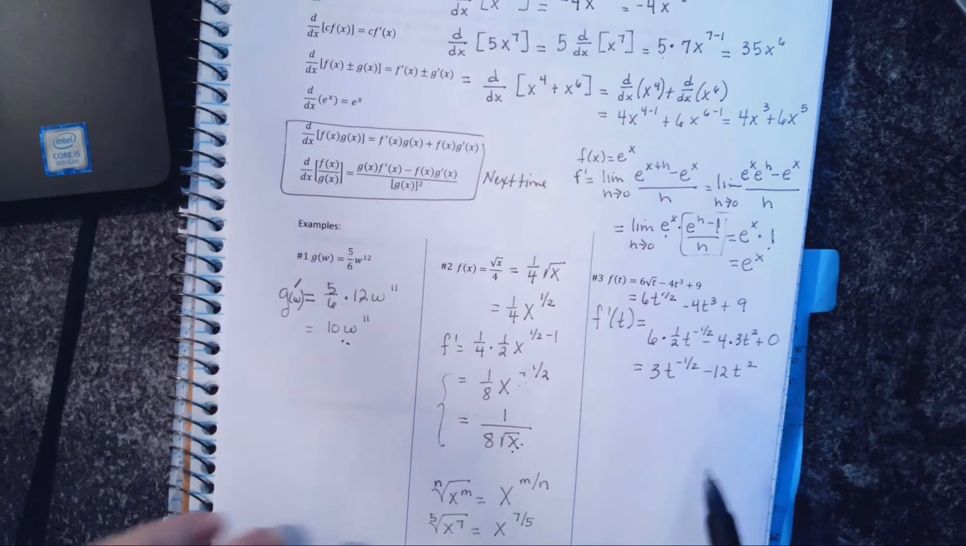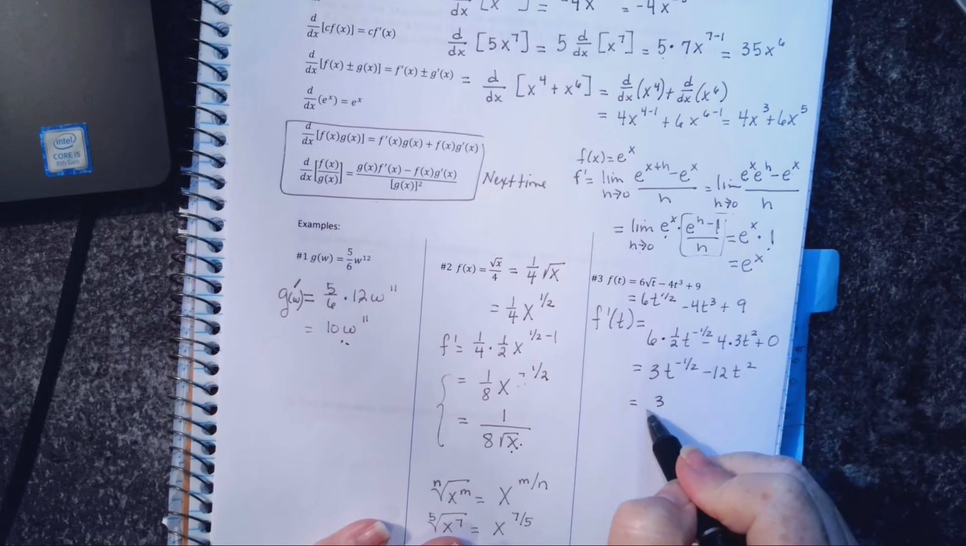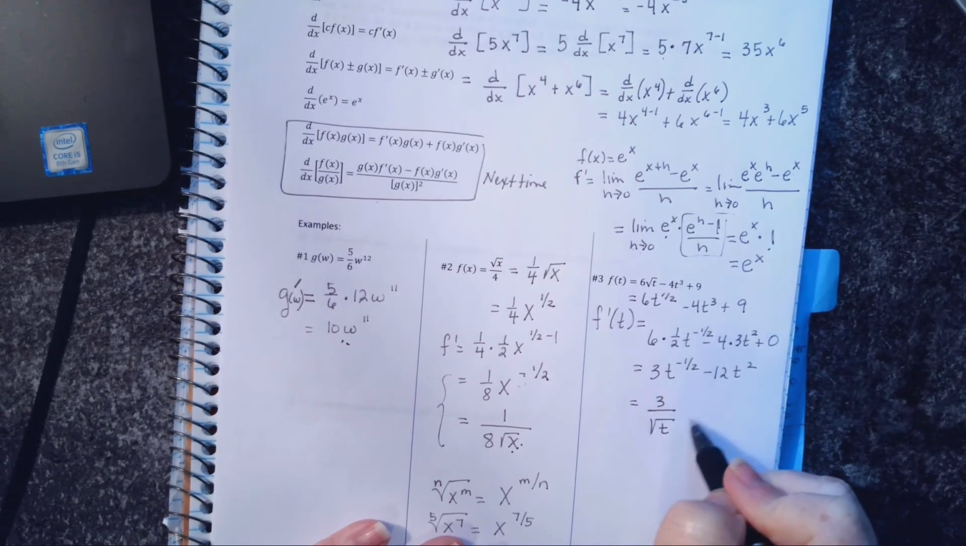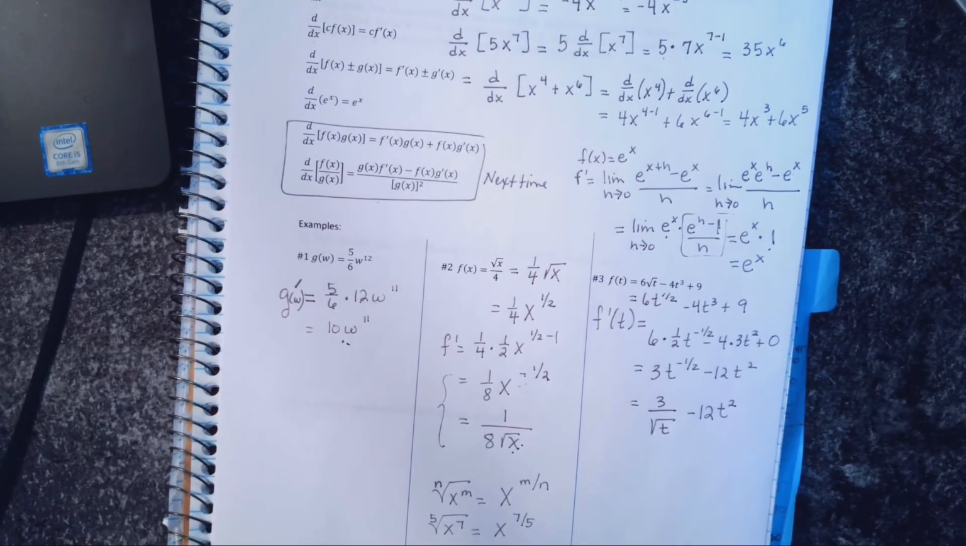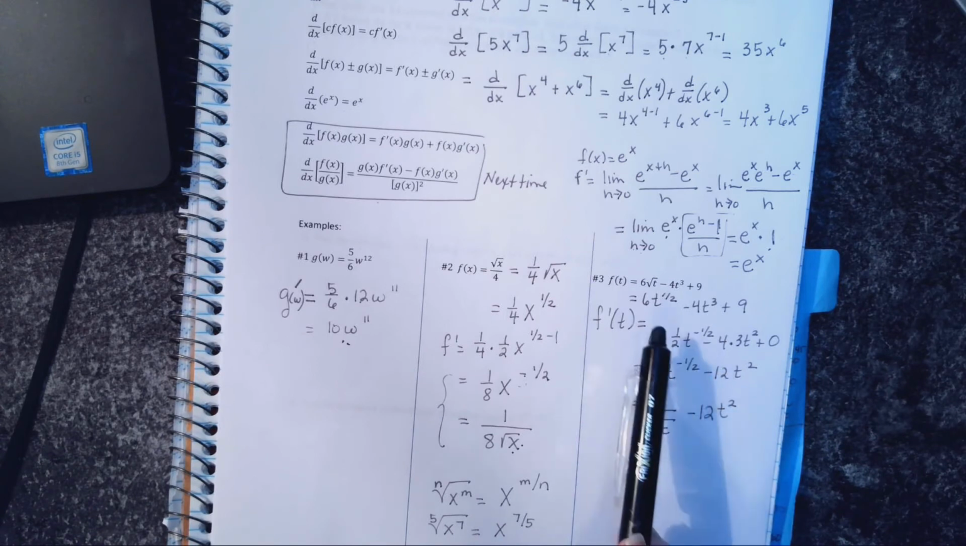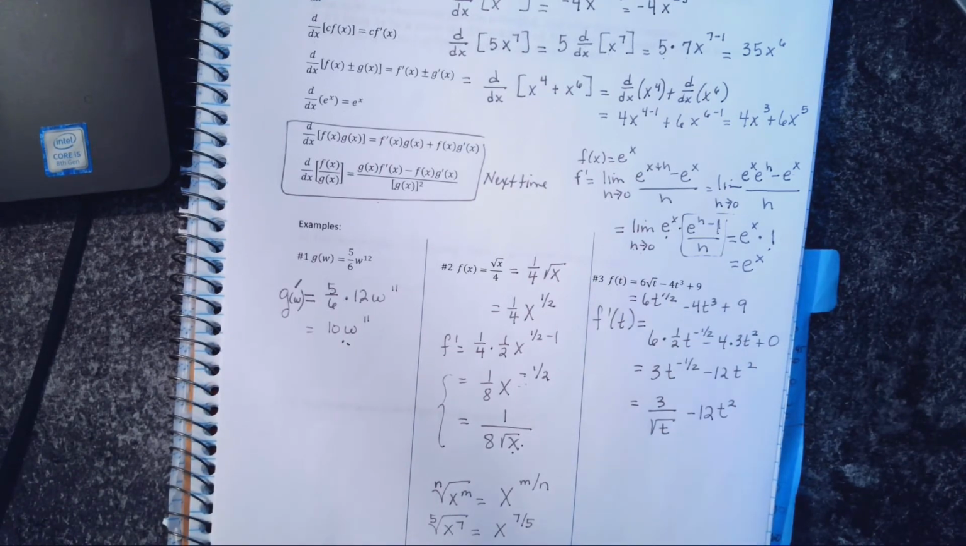Excellent. Now, if you wanted to put this back in radical form, this would be 3 over the square root of t minus 12t squared. So take just a moment during break and be so grateful for these derivative rules, because how long do you think it would take us to work this out if we were doing it using the definition? It'd be a long time. Right? There'd be so much simplification going in there. And some of them we'll get and we'll go, I don't even know if I can do that algebraically, at least not without a great deal of pain.